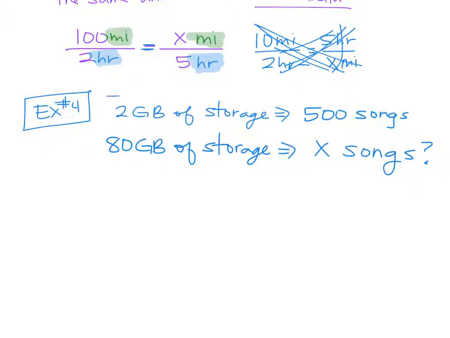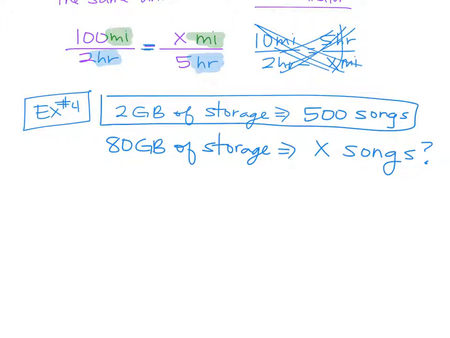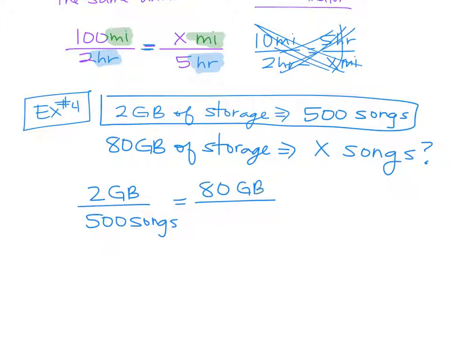So if I take this first scenario, we're saying 2 gigabytes to 500 songs equals what? Equals 80 gigabytes over X songs. Okay? So that's the problem that you're solving. Notice we did gigabytes next to gigabytes and songs next to songs. We're not canceling out our units. We're solving for some number of songs. Do you know how to solve it?